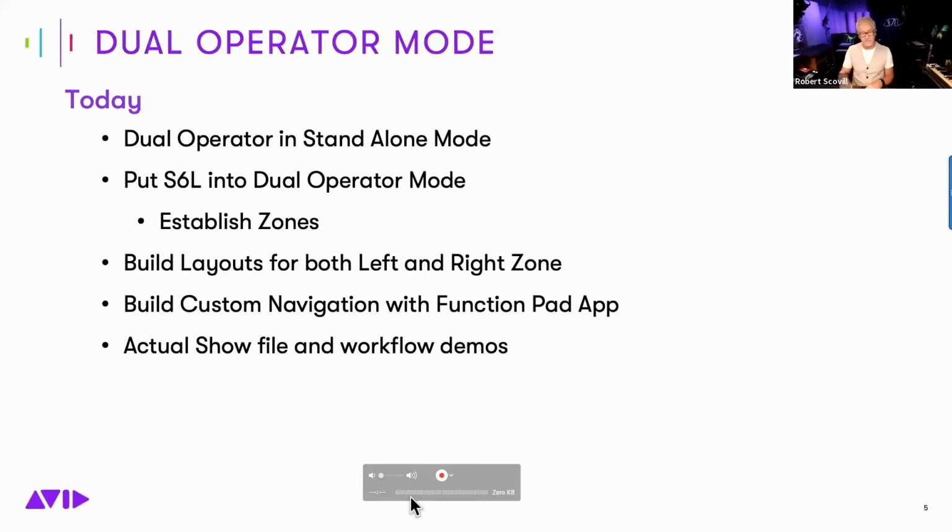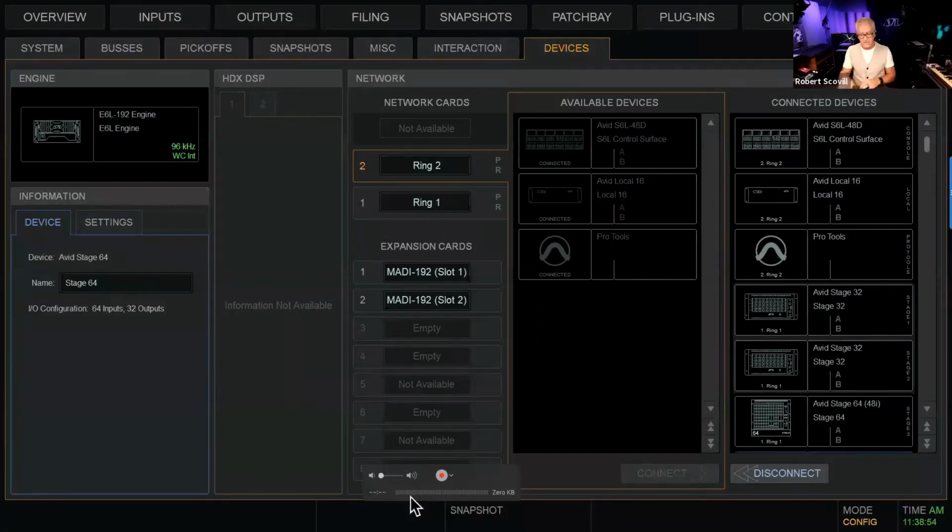We are also going to build in some custom navigation capability with the Function Pad app, the iPad app. And I'll just tell you right now, once you get your head around that iPad app and what it can do in dual workflow, man, game over. It is so great. You are just not going to believe how quickly you can do some things here on this console with it. And then, of course, as I said, I'll bring up an actual show file that's been segmented into dual operator, kind of a front of house and monitor workflow, and we'll go through the possibilities there, and that'll wrap us up. Okay? All right, so here we go. So this is in standalone right now.